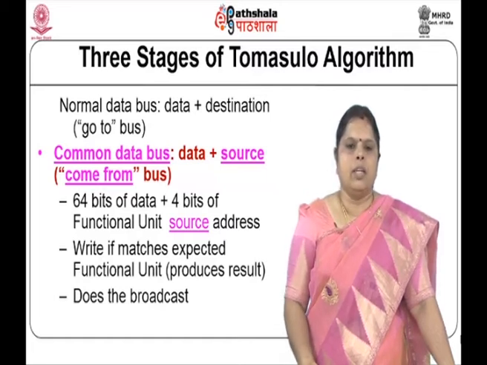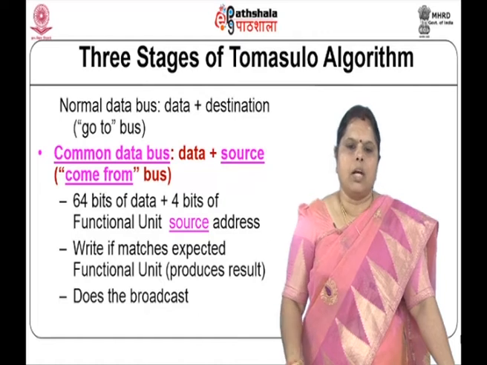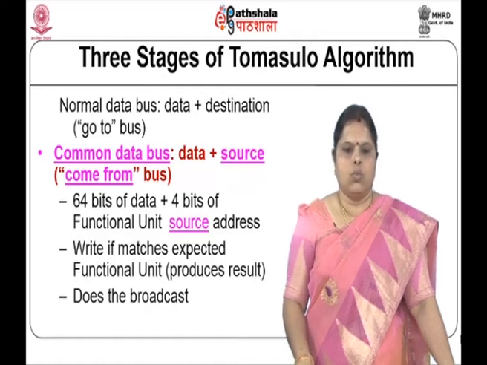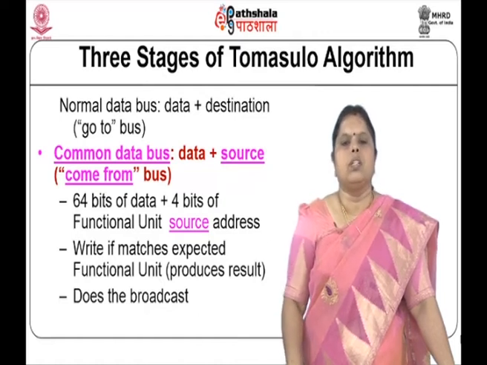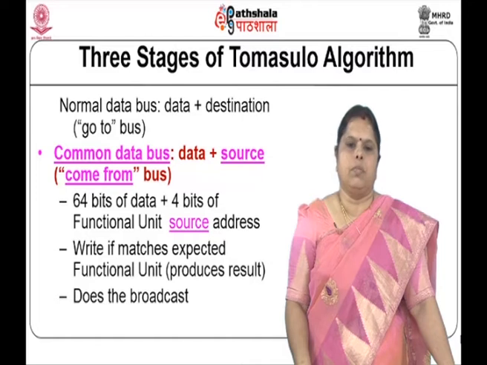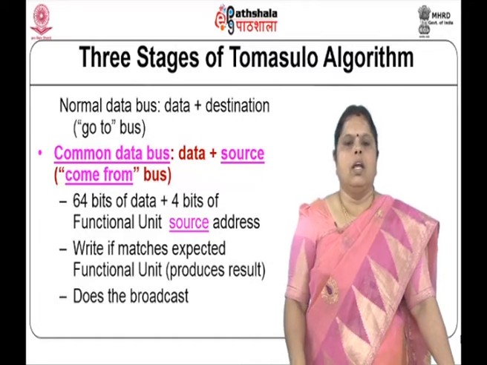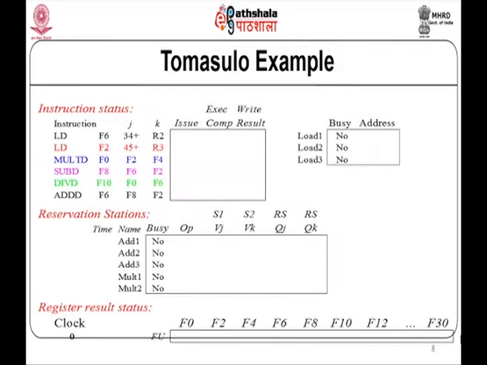And if any reservation station's entry matches this source address, then those reservation stations will take in this information from the common data bus. And also the floating point register file, which is maintained in your register result status, which is waiting for the result of this operation, also takes in the data. So, these are the 3 stages of the Tomasulo algorithm.